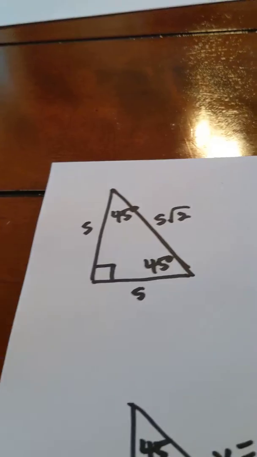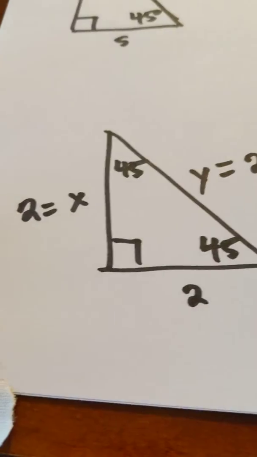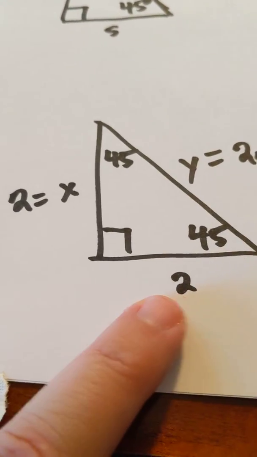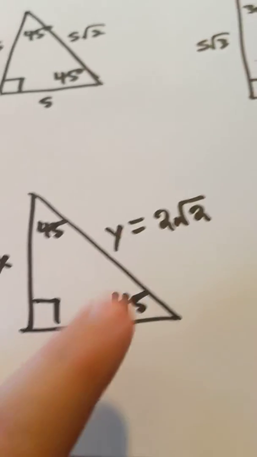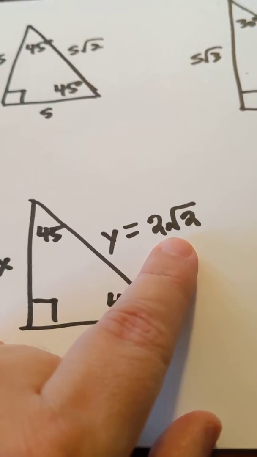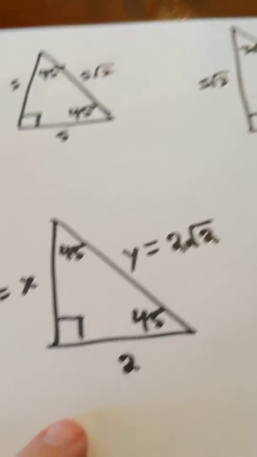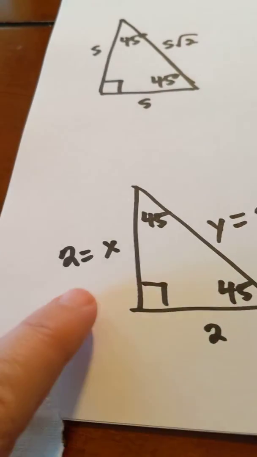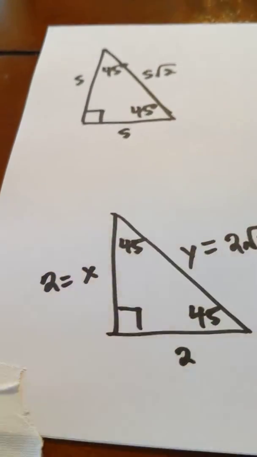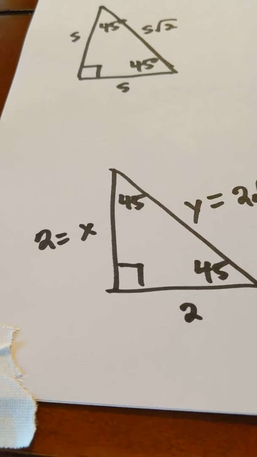All right. So if you know the leg length, like say I know that the leg length down here is 2, then I know that the hypotenuse is going to be 2 times the square root of 2. And if I know this is 2, then that has to be 2 also. So the sides opposite congruent angles have to be congruent.